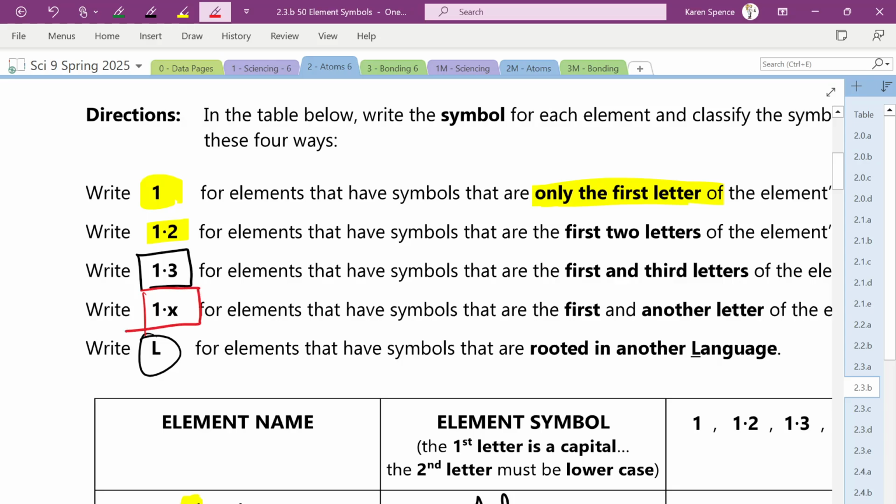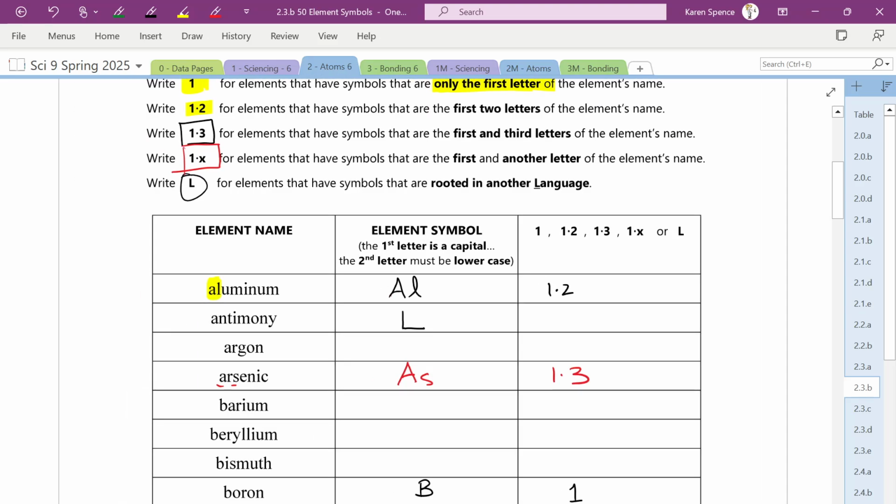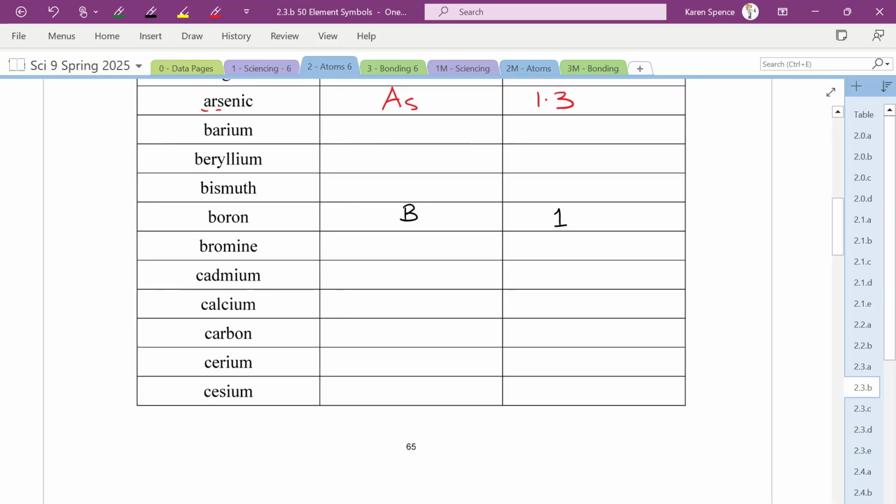Does this make some kind of sense? Okay, go through, play around with your periodic table. You can use the front, you can use the back. We're not memorizing the whole thing, no. What we're doing is we're just getting familiar with them because you're going to be using the periodic table a lot, okay?